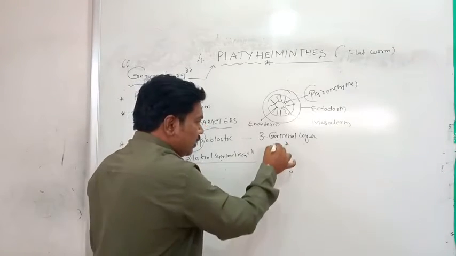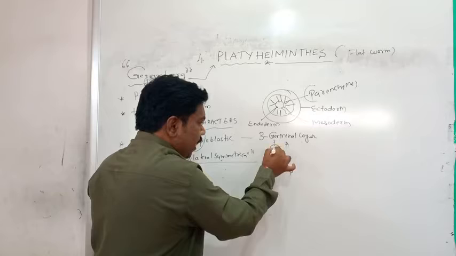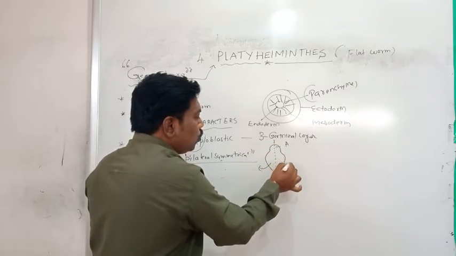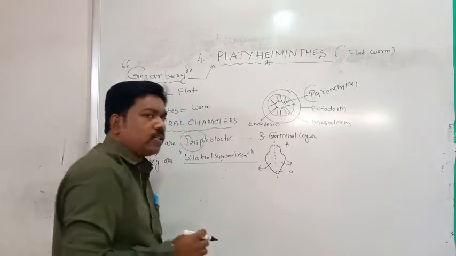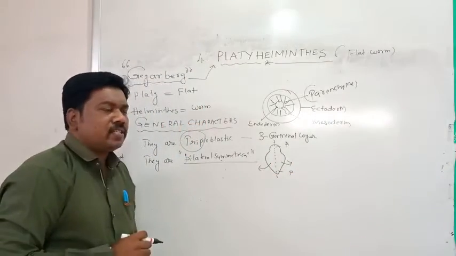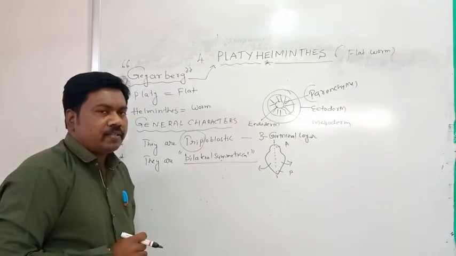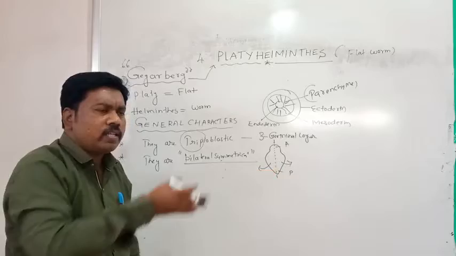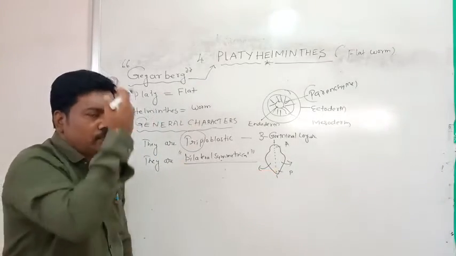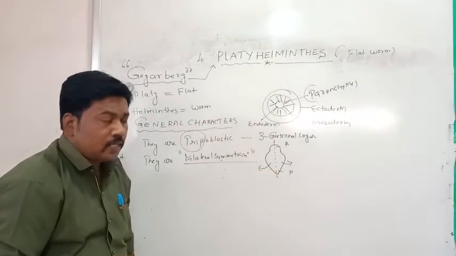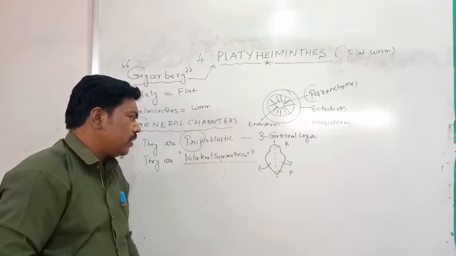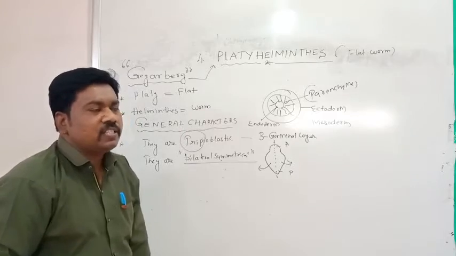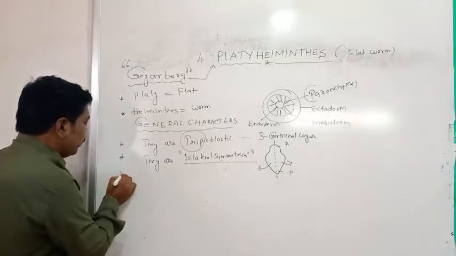Whenever we cut the organism from the anterior to the posterior axis, along the median axis, and we get two equal parts, that kind of symmetry is known as bilateral symmetry. So these Platyhelminthes organisms exhibit bilateral symmetry.